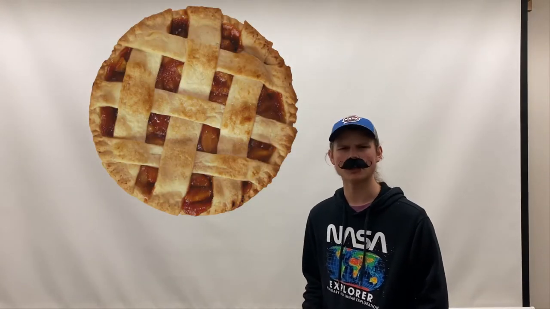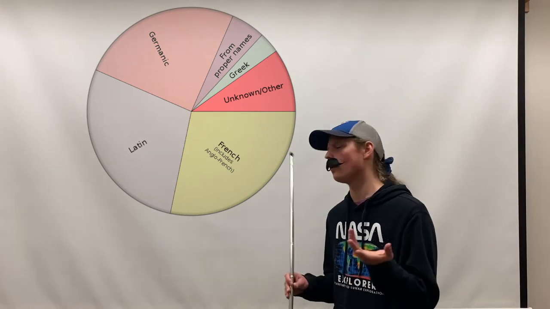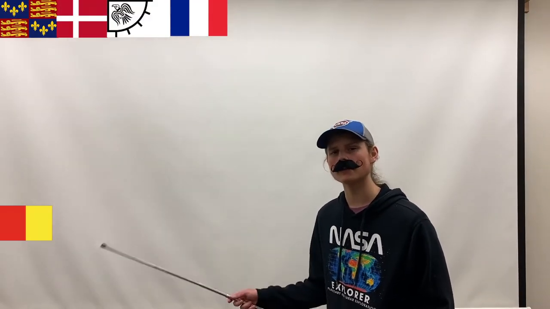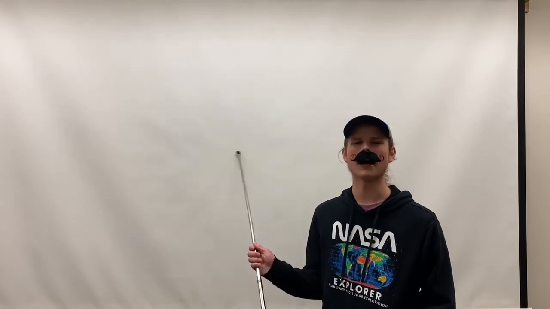Not that pie chart. There we go. I love a good pie chart. And of course, this is a simplification. A more accurate representation is that English is made of Old English, Danish, Norse, and French, and has been changed by Latin, Greek, Chinese, Hindi, Japanese, Dutch, and Spanish. But that's a little bit complex for this video. So back to the pie chart.